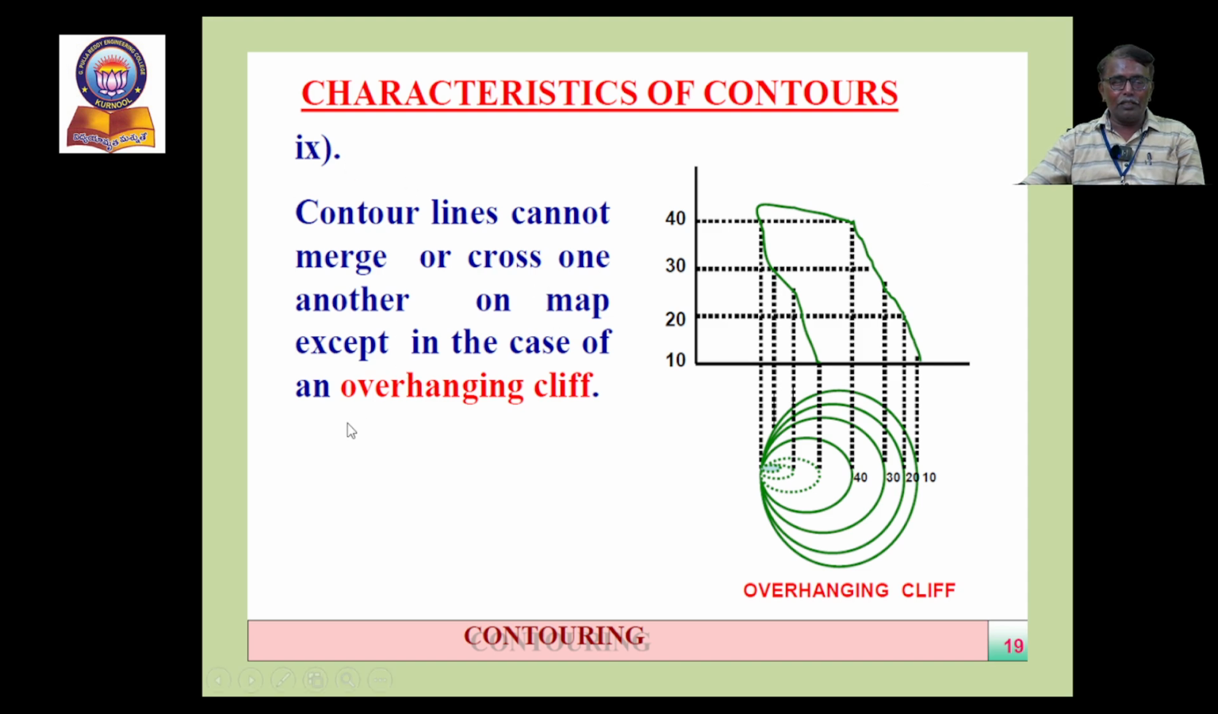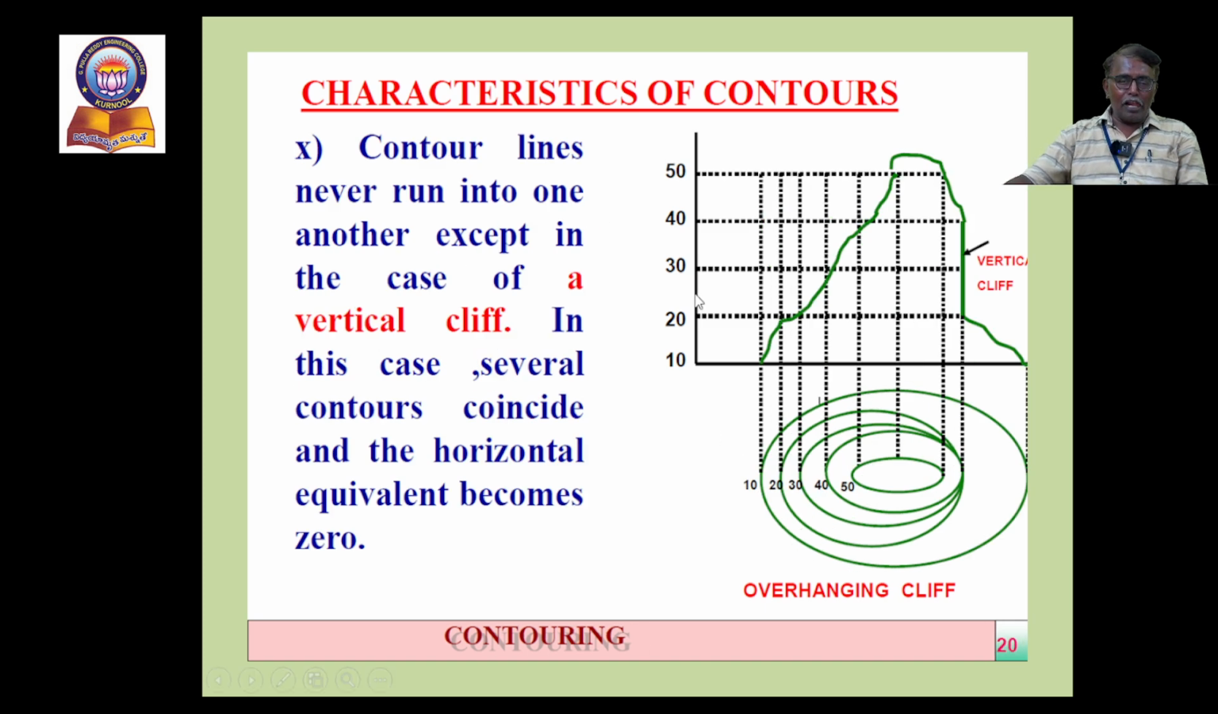The next characteristic is the overhanging cliff. Contour lines cannot merge or cross one another on the map except in the case of an overhanging cliff. That means there is a hill or rock like this one, and the outer edge is like this. Then there is a possibility of contour lines crossing one another. In such a case, we can observe that it is an overhanging cliff. Except at this location, the contour lines will not cross each other.